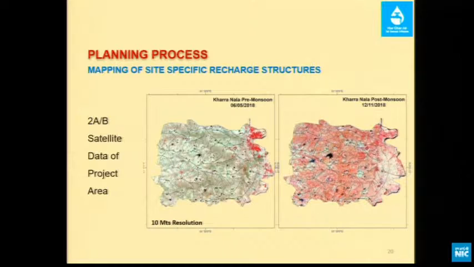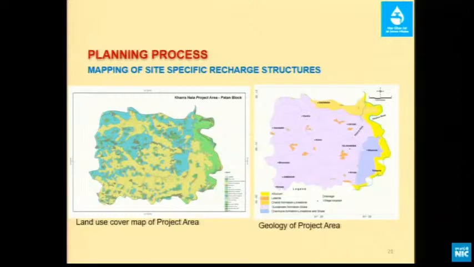So these are the data taken from the remote sensing NRSA. One is the pre-monsoon data, one is the post-monsoon data. So that will indicate what is the present status of the project which we have identified earlier. Based on that, we identified what the land use pattern is there.